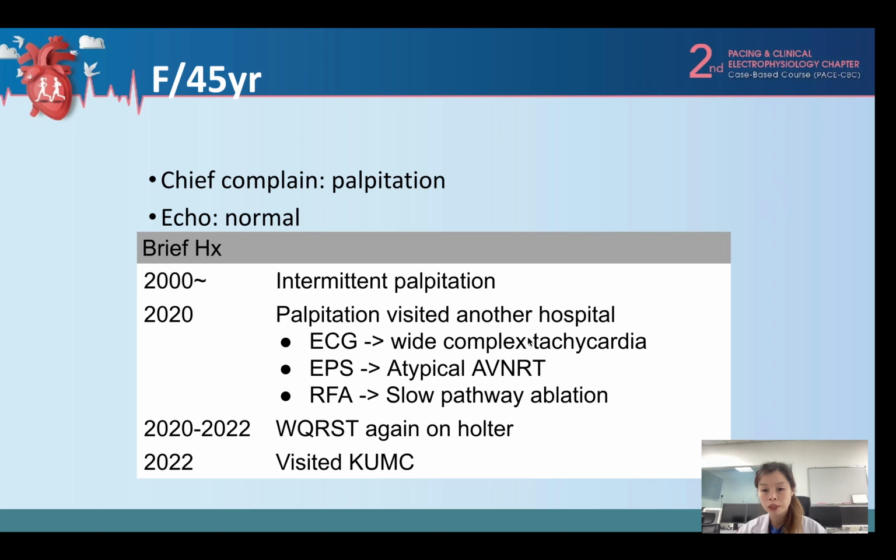ECG showed wide complex tachycardia. Echocardiogram was performed, which showed a structurally normal heart. EP study was performed. A typical AVNRT was diagnosed, and slow pathway ablation was performed. However, she had recurrent wide complex tachycardia again. Therefore, she visited our hospital.